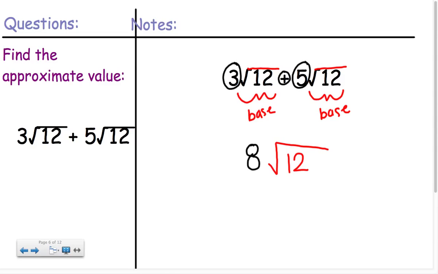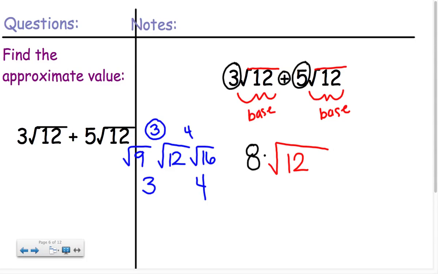The operation happening between 8 and the square root of 12 is multiplication. So let's figure out what the square root of 12 would be as a decimal. We've got the square root of 9 and the square root of 16 on both sides, so 3 and 4. To get from 9 to 12 is 3. To get from 12 to 16 is 4.